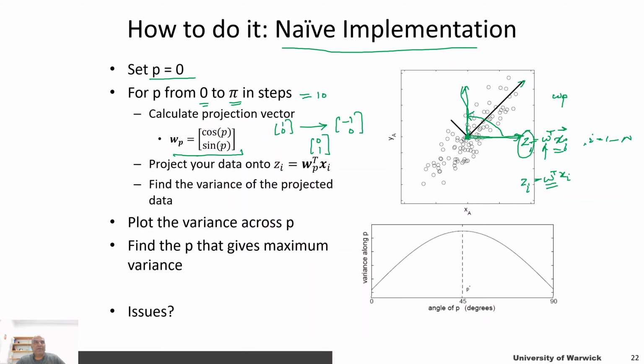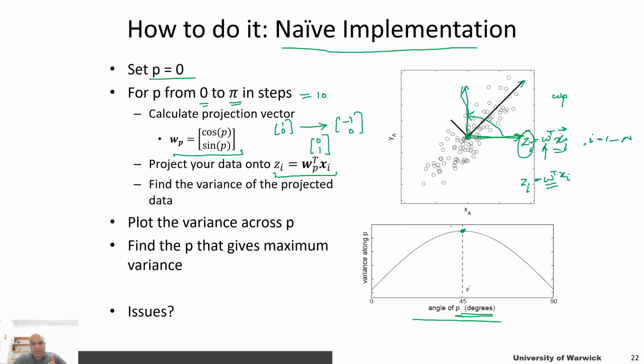And once we have a direction vector, I project all of those points that are given to me in the data set onto that projection vector and calculate the variance. And then for each value of this angle, which is measured in degrees, let's say, we can calculate how much variance is in that direction, and we can perhaps identify where the maximum of this occurs, and that's going to give us the direction of maximum variance.